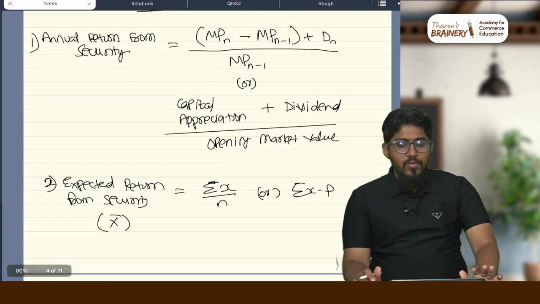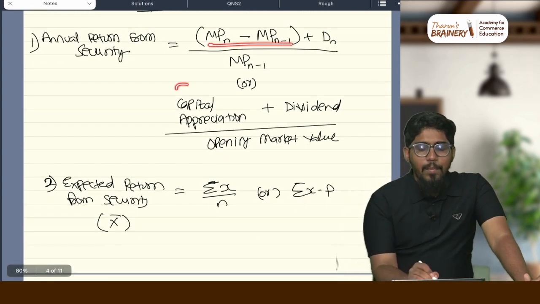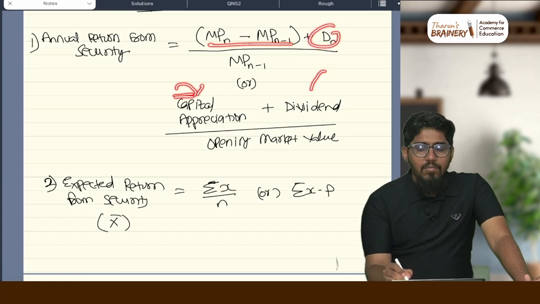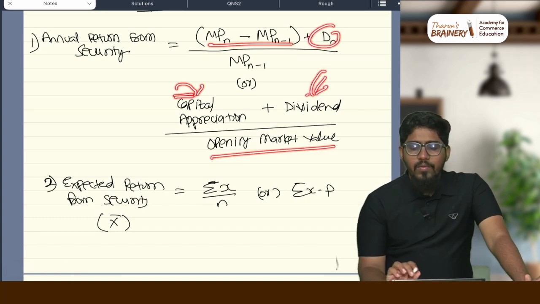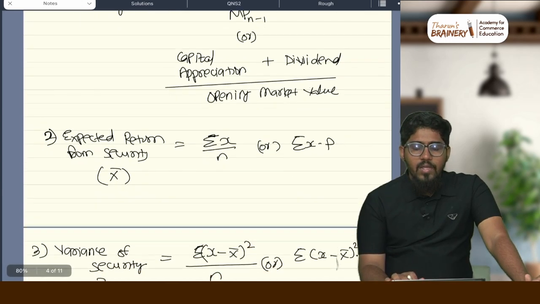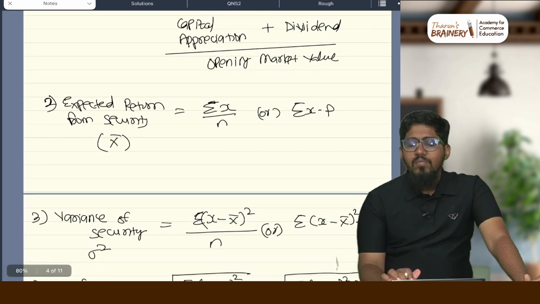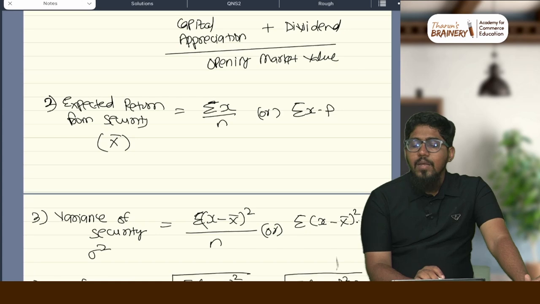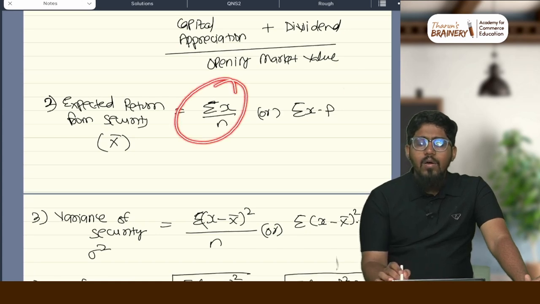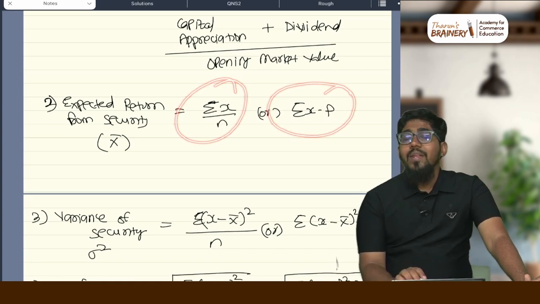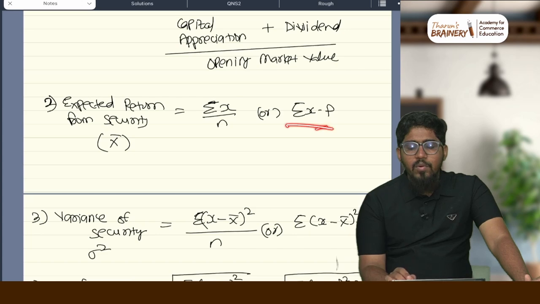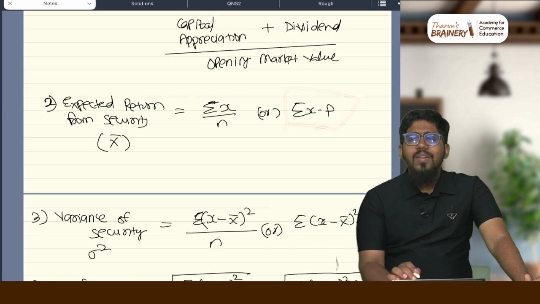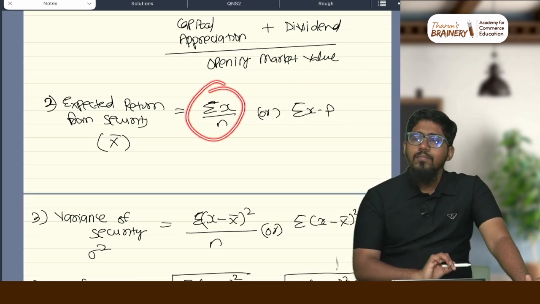Okay, sir. This is nothing but the capital appreciation, and this is nothing but the dividend divided by opening market value. This is the annual return from security. Sir, what is the expected return from security? Expected return from security is also called the mean: sigma x by n, or sigma x into probability. If probabilities are given, directly multiply probabilities. If no probabilities are given, assume the same probabilities, so divide by n.